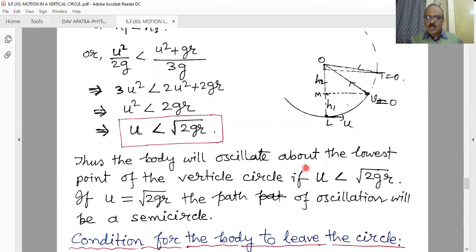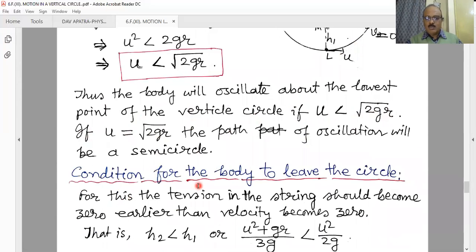Thus, the body will oscillate about the lowest point of the vertical circle if u is between 0 and root over 2gr. If u is equal to root over 2gr, then the particle will oscillate in a semicircle. That is, when u is exactly root over 2gr, it will oscillate in a semicircle.